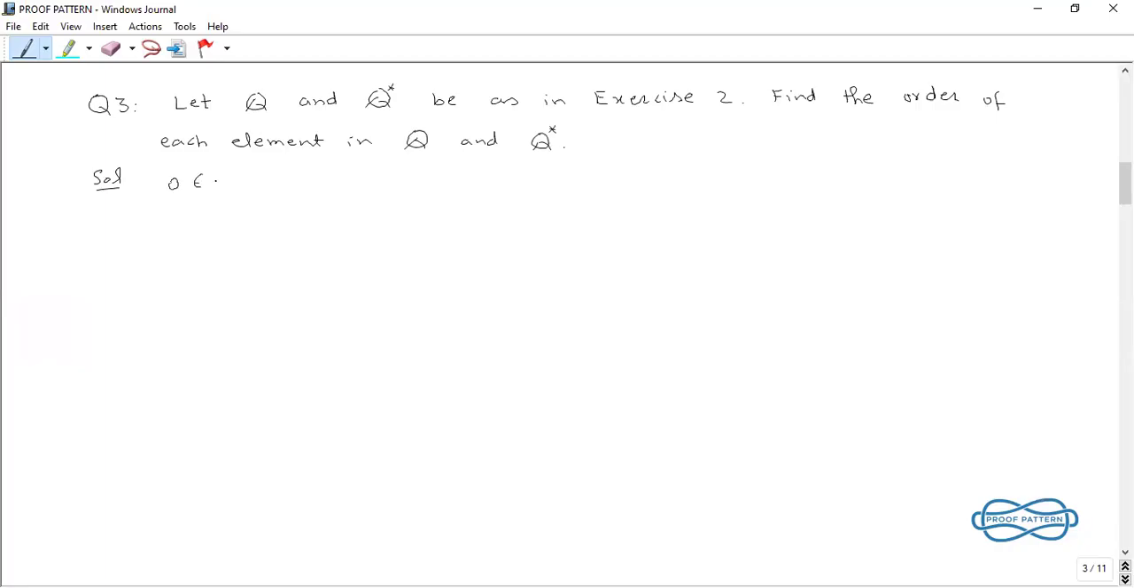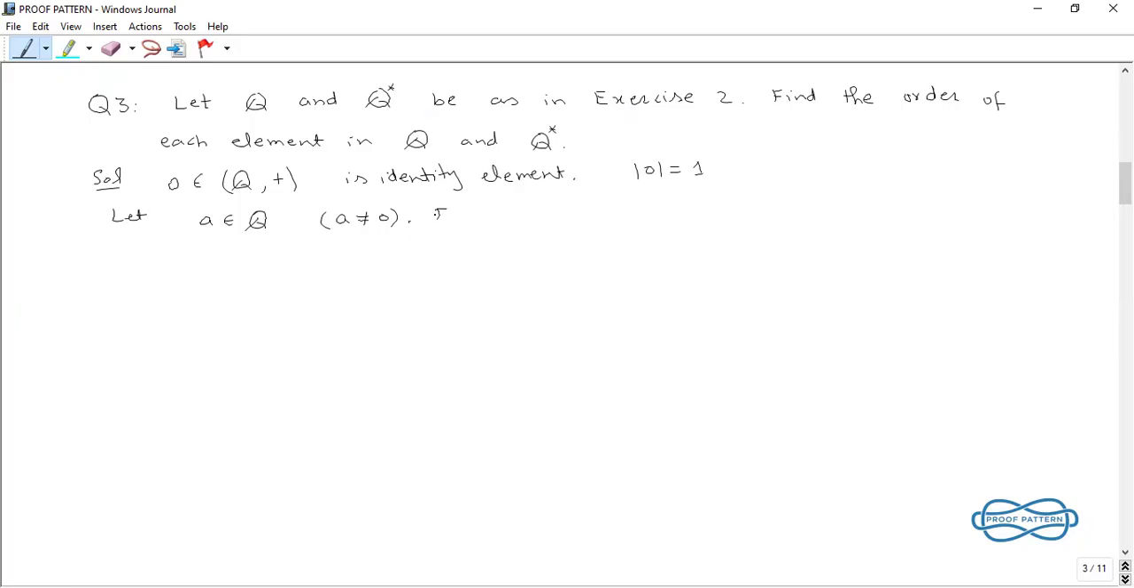0 belongs to Q, which is a group under addition, and it is the identity element, and we know that the order of the identity element is always 1. So the order of 0 is 1. Okay. Let A belong to Q such that A is a non-zero element.